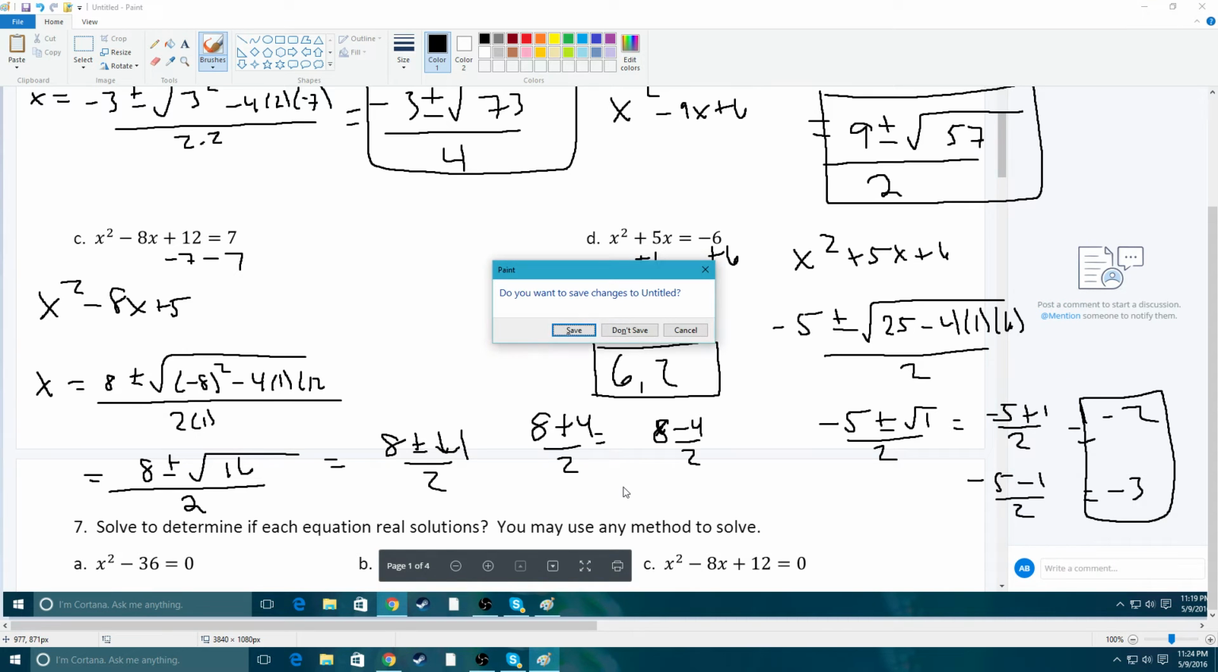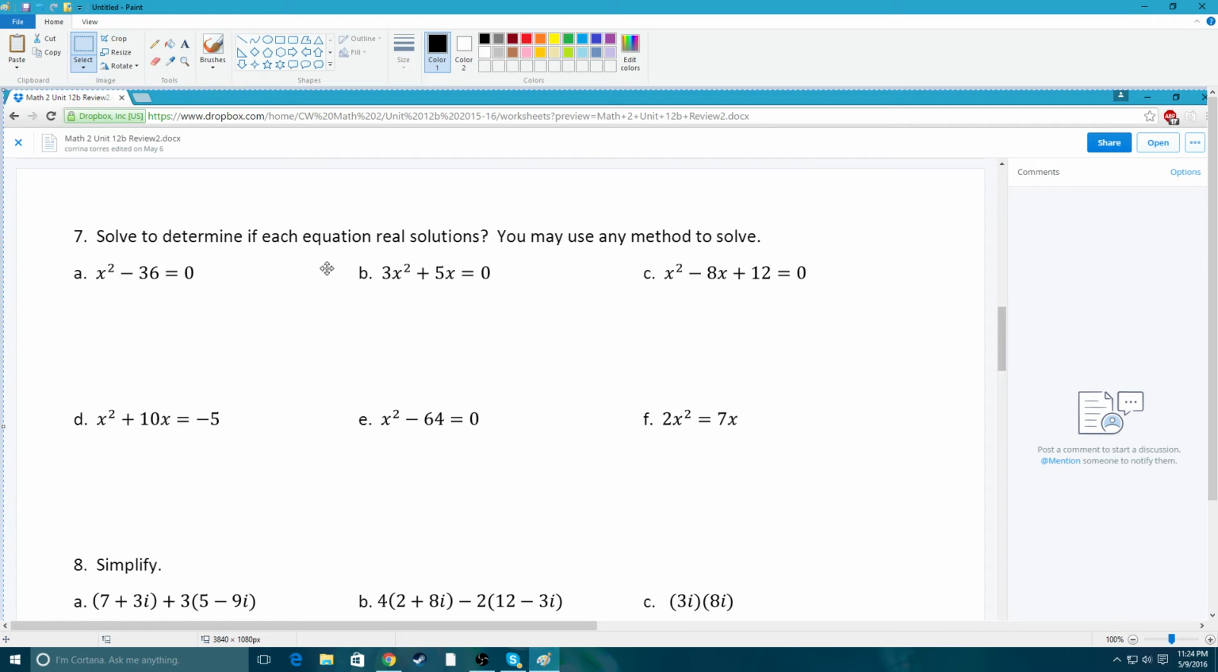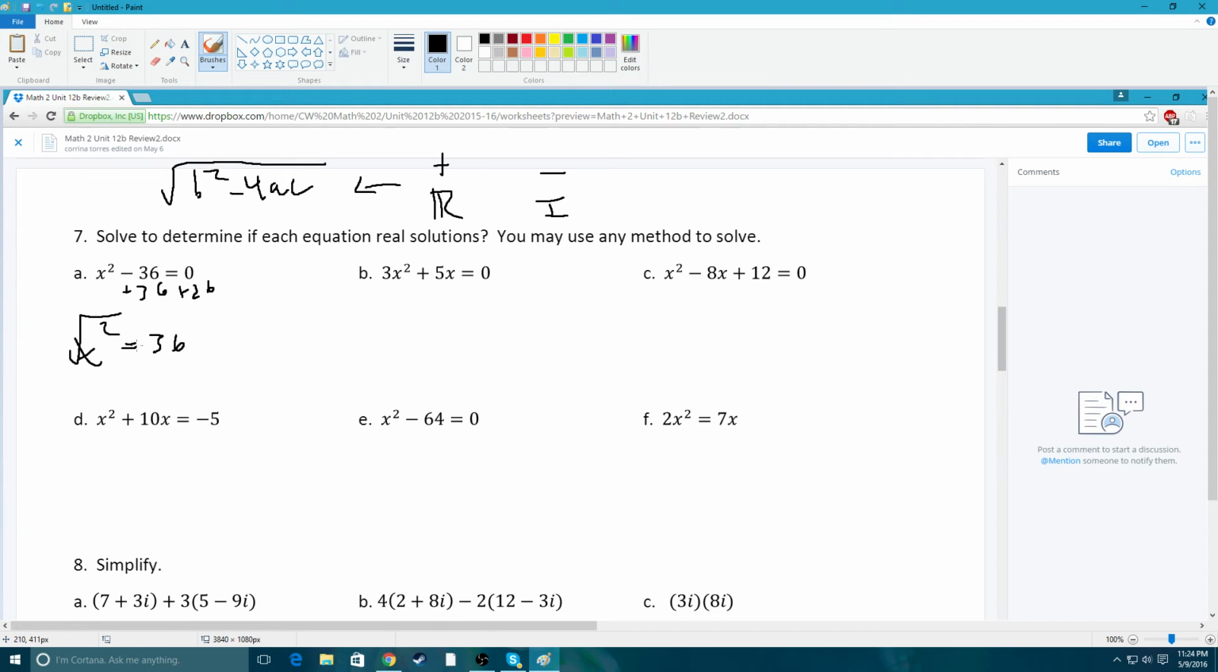All right. Solve to determine if there are any real solutions. Okay, there's only one thing you need to know if it's a real solution or not, and all that is this b squared part. B squared minus 4ac. If this number in here is positive, that means it's real. If it's negative, that means it's imaginary. So for this one, if you add 36 to both sides, you get x squared equals 36, or root both sides, x is equal to plus or minus 6. So this is real. That's an easy one.